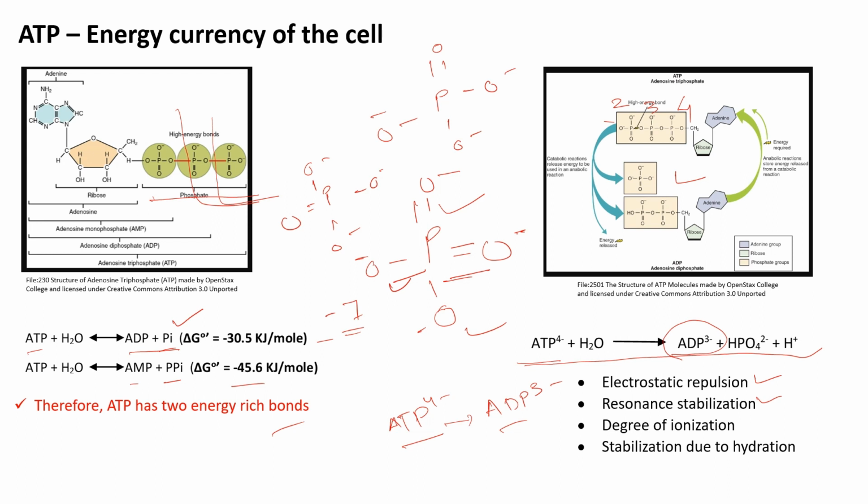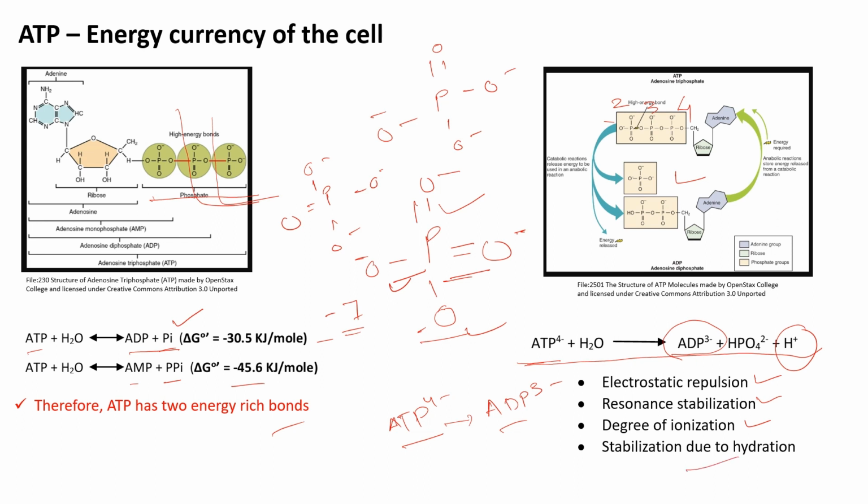Okay, so if we see the structure of phosphate, it is a resonance stabilized structure. Hence, this factor also favors the breakdown of ATP into ADP plus Pi. Now, one more element released is H plus. This is stabilized by degree of ionization. Because the cell has low H plus, the breakdown of ATP, because it releases H plus, will be favored. Next is stabilization due to hydration.